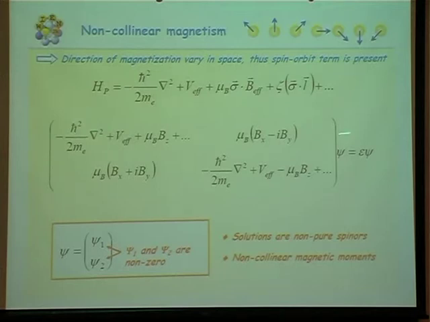This Hamiltonian acts on our wave function. This wave function, therefore, must be a non-pure spinor. That means the wave function must have at least two components. Actually, it has four components because each of them has a large and a small component. Remember that from yesterday. But for simplicity, I'm writing here only the large components. And psi1 and psi2 are mixed together to a total psi. We have non-pure spinors, and we can have a non-collinear magnetic moment in our material.